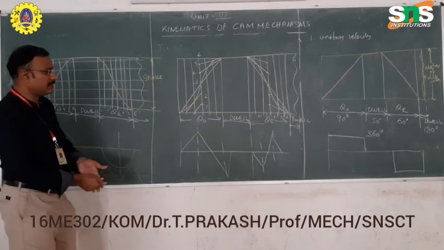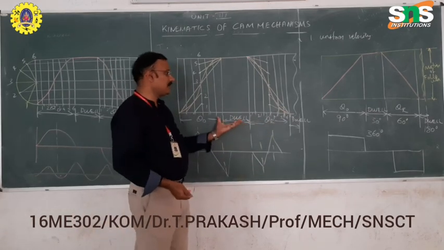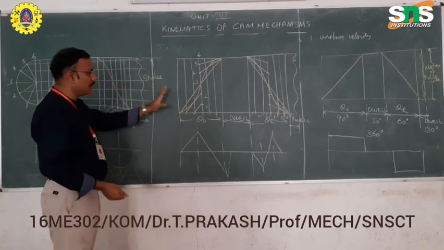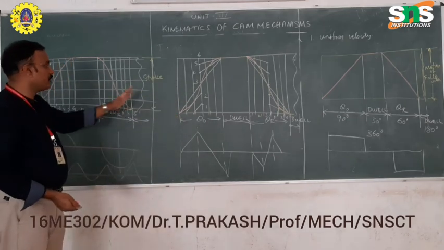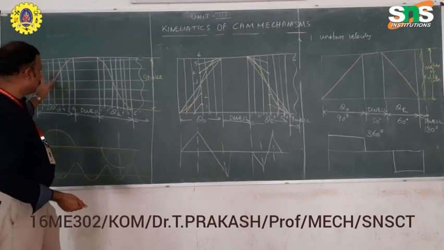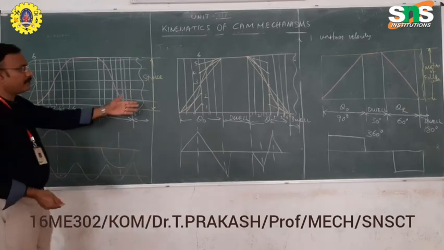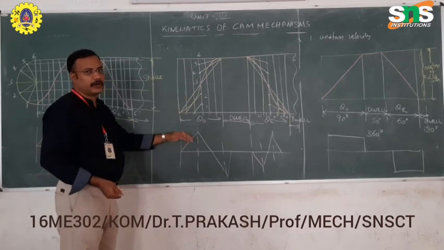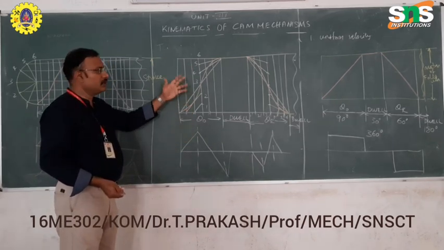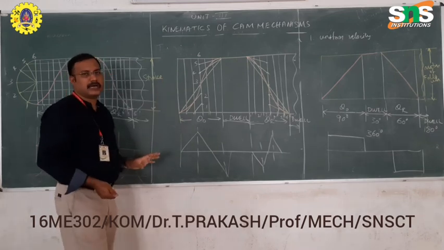There will be a sudden rise and sudden fall in the outward stroke and also the return stroke. In most cases, simple harmonic and uniform acceleration retardation are used. In most IC engines, for opening and closing of the valves, we use simple harmonic motion; that will be a smooth operation. And for automation purposes, we use these sudden movements for opening and closing of valves or some automatic movement of machinery parts. We use this uniform acceleration retardation.